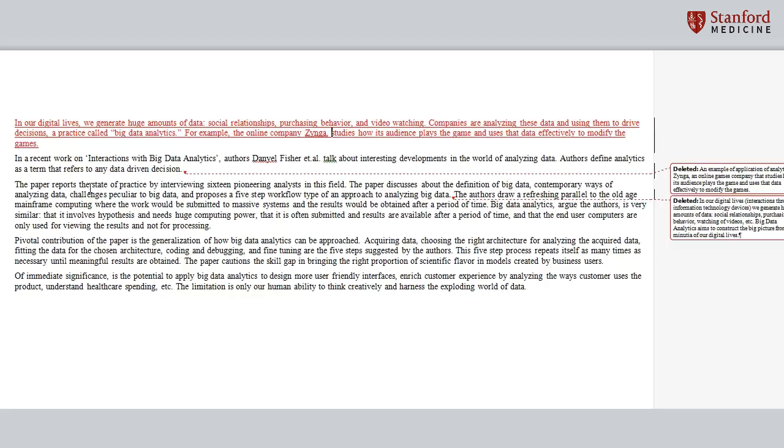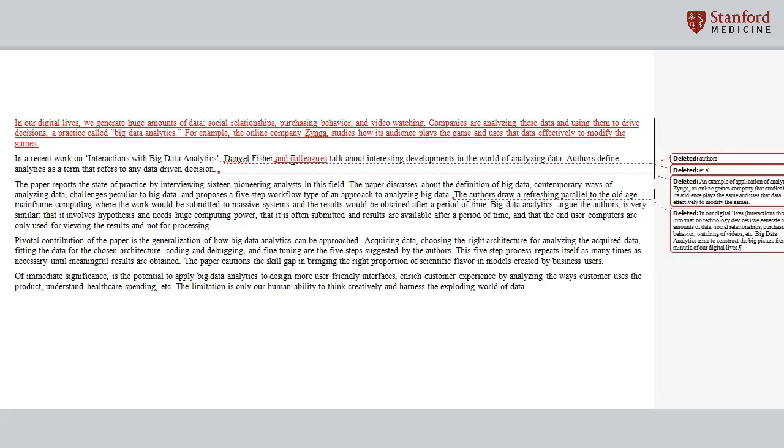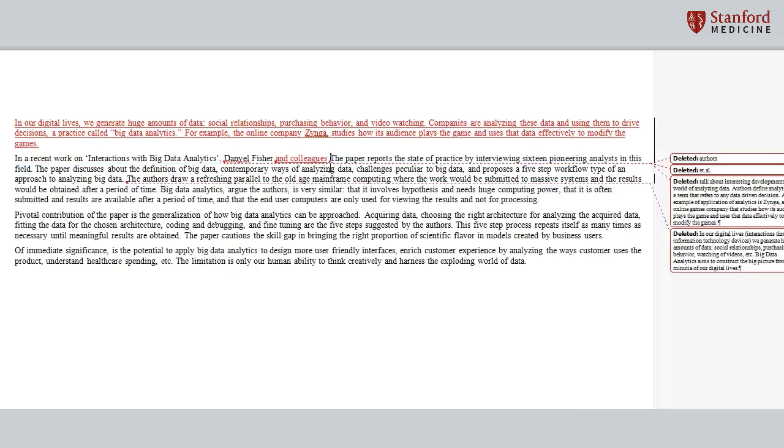So, in a recent work on interactions with big data analytics, we probably don't need to say authors here. We can just say Daniel Fisher et al. I might change that to "and colleagues." Daniel Fisher and colleagues talk about interesting developments in the world of analyzing data. Well, I think that's a little bit vague, and let's just jump right into what it is they're talking about. We don't even need to give that introductory pass. I've also, by the way, already included the material about what the term analytics means, and the data-driven decision idea is already in there, so we can cut that and just jump into "and colleagues." Rather than say what the paper does twice, we can just jump right into it here.